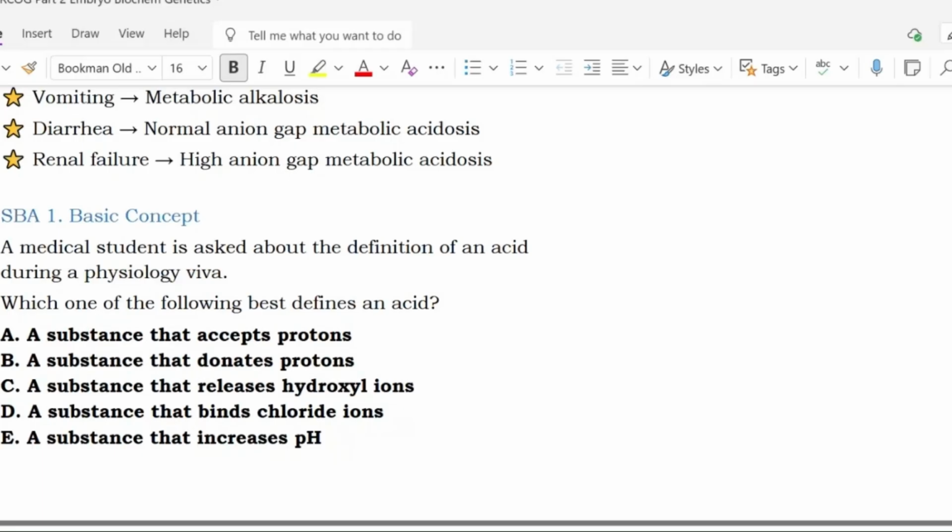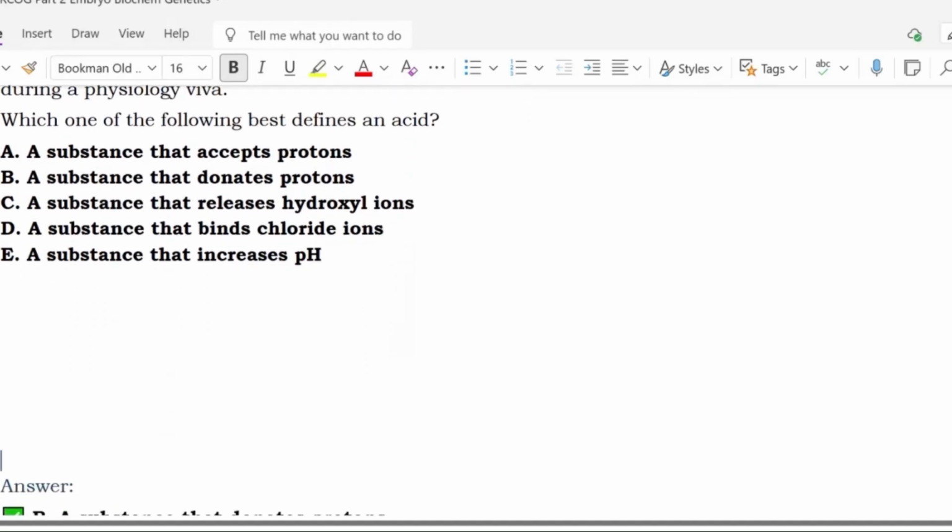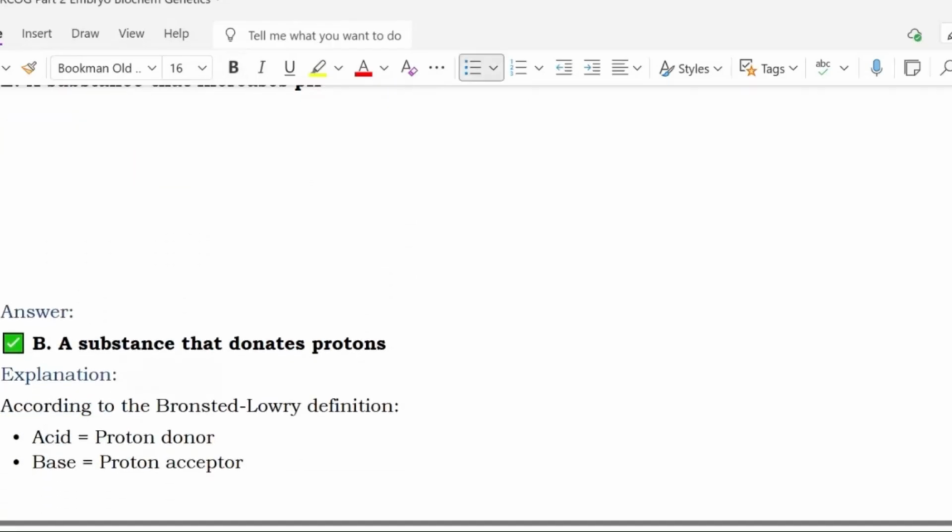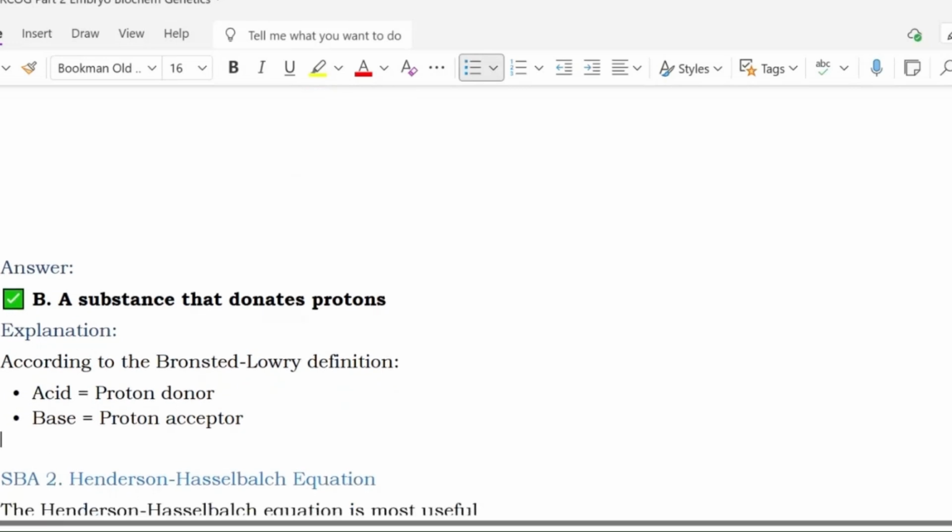A medical student is asked about the definition of acid during the physiology viva. Which one of the following best defines the acid? A, a substance that accepts the proton; B, a substance that donates the proton; C, a substance that releases hydroxyl ion; D, a substance that binds the chloride ion; and E, a substance that increases pH. Sir, answer is B, the substance that donates proton. Correct. So acid gives away protons. Acid is a proton donor, base is a proton acceptor.